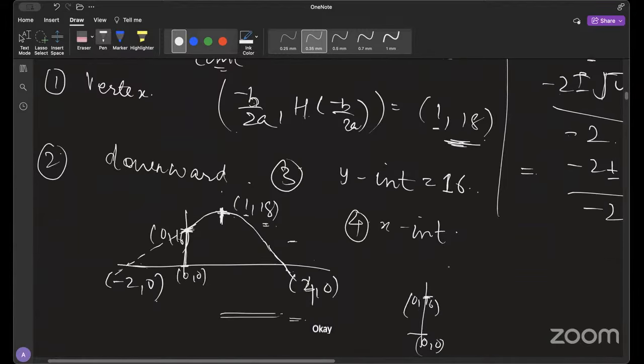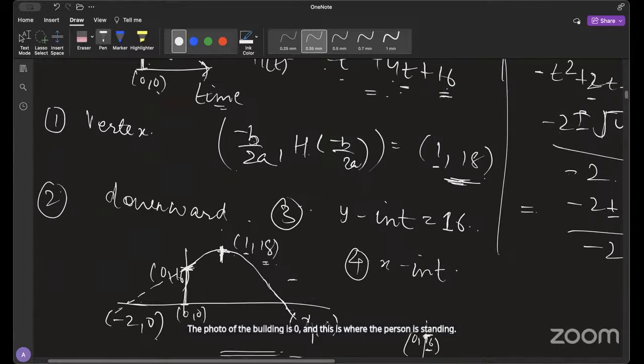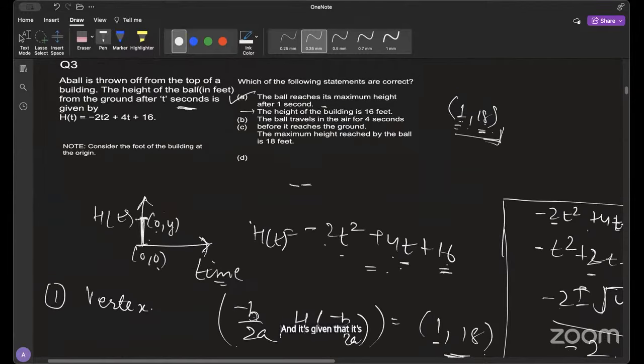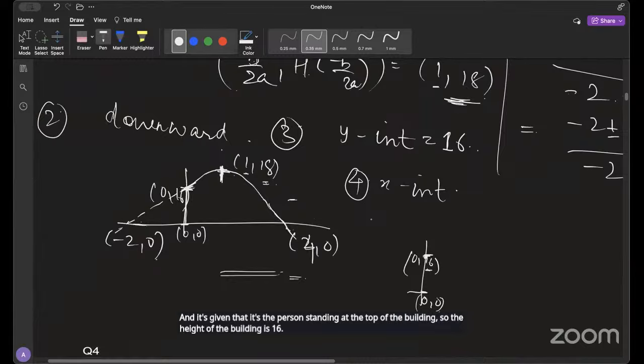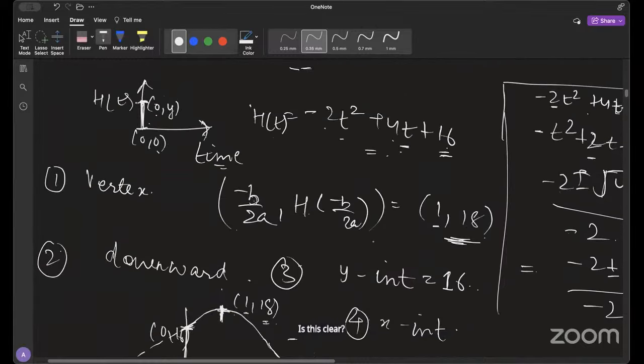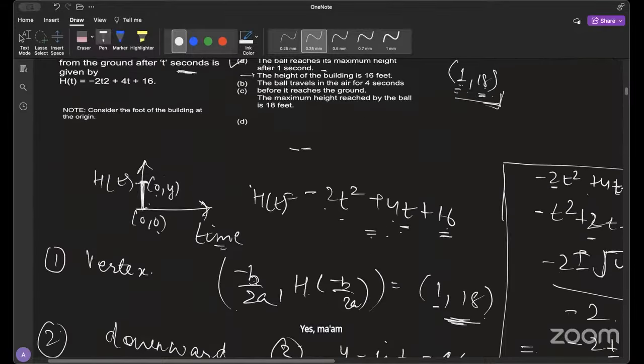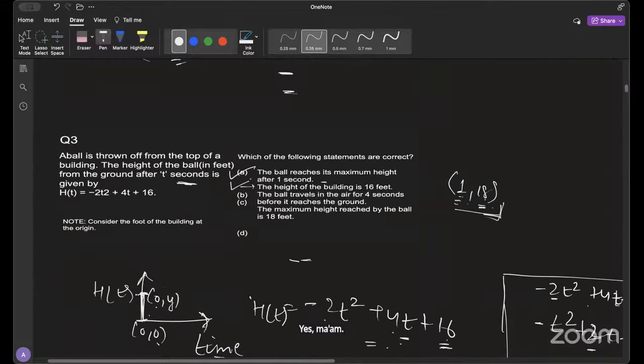So (0, 16) is the point where that person is standing. The foot of the building is (0, 0), and this is where the person is standing. It's given that the person is standing at the top of the building, so the height of the building is 16. Is this clear? Yes, ma'am. So this option should be correct then.